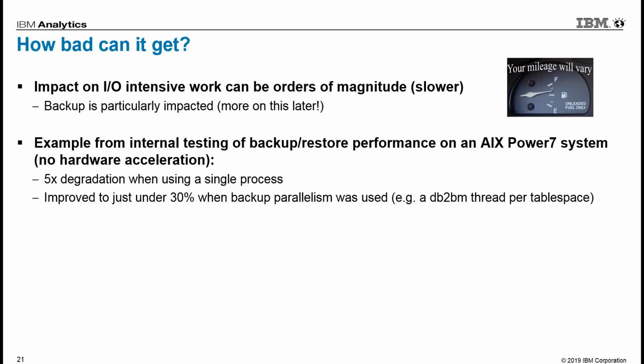So here's an example from a Power 7, which has no hardware acceleration. When we set up backup, or we started running it using just a single process, it was 5 times degradation. It was being serialized, and there was no hardware encryption on that system. Because this had, this is the key thing here, because that particular backup had multiple table spaces, we were able to leverage backup parallelism and reduce the overhead to just 30% by suddenly using parallelism. So it's just meant to give you an example of the worst case, and also how parallelism can help improve it dramatically.